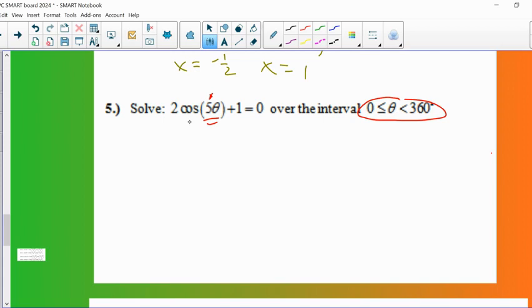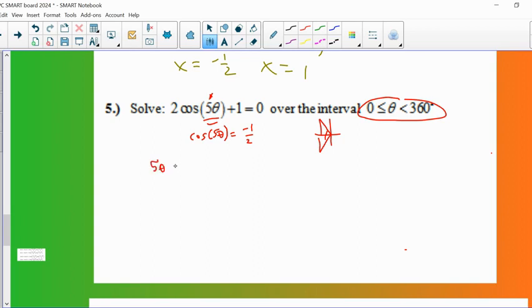So first, let's isolate cosine. We're going to subtract 1, and we're going to divide by that 2. So cosine of 5 theta would equal -1, and then divide by 2. So we're looking for when cosine is equal to -half. Okay, so when does that happen? Well, cosine is -half in quadrants 2 and 3. And so that would be a 60-degree reference angle in both quadrants. So that's 120 degrees and 240.